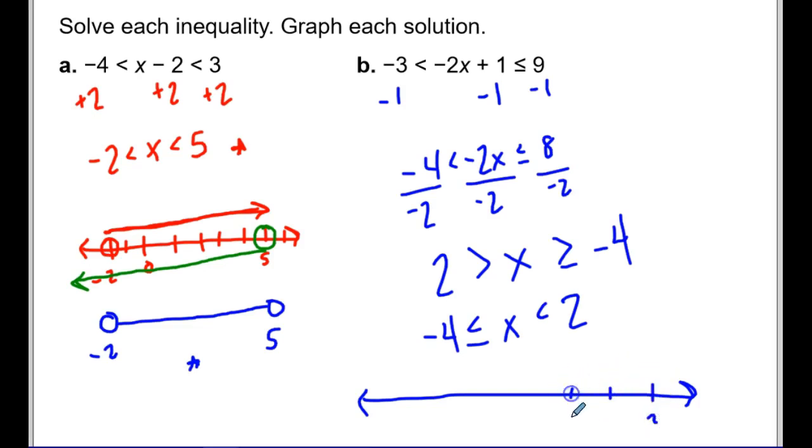So 2, 1, 0, here's negative 2, negative 4. So here I have a closed dot on negative 4 and an open dot on 2, and I'm shaded in between these two. So that's solving and graphing these "and" statements.